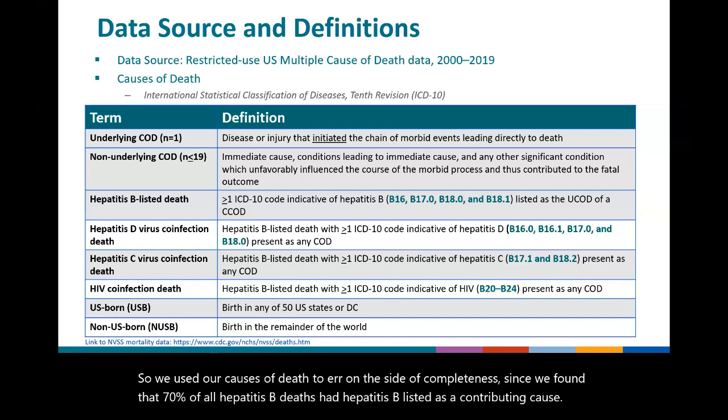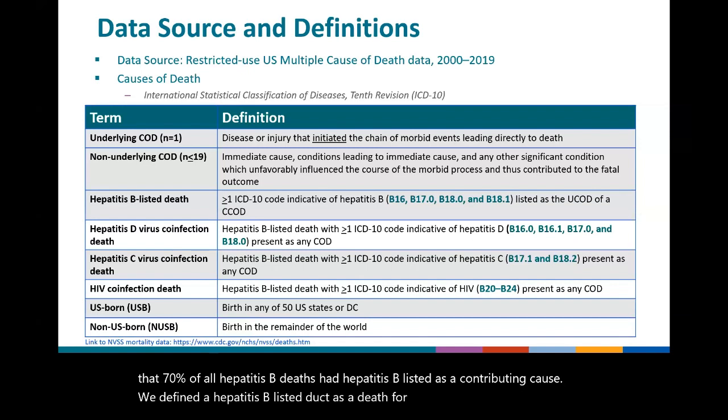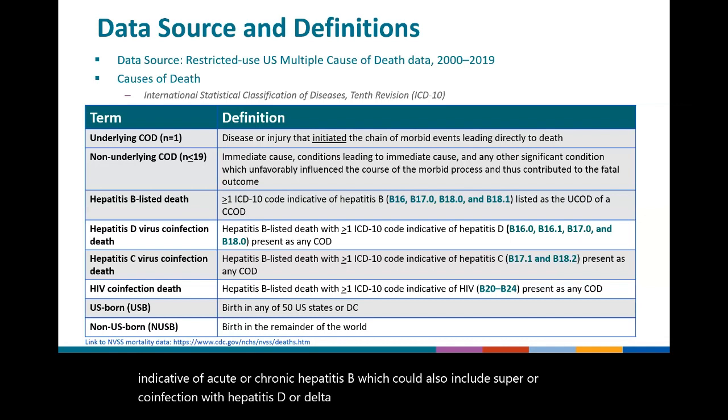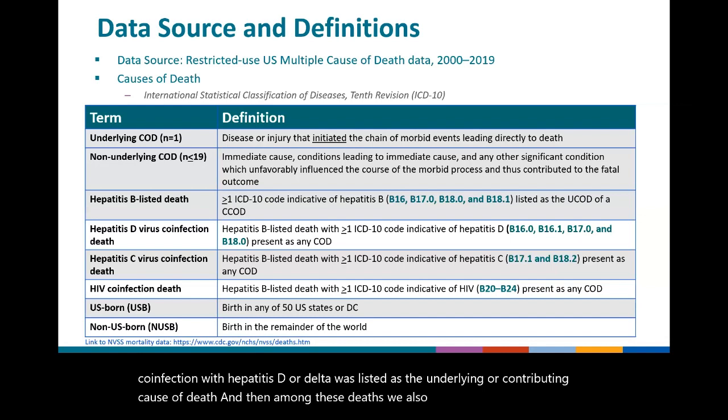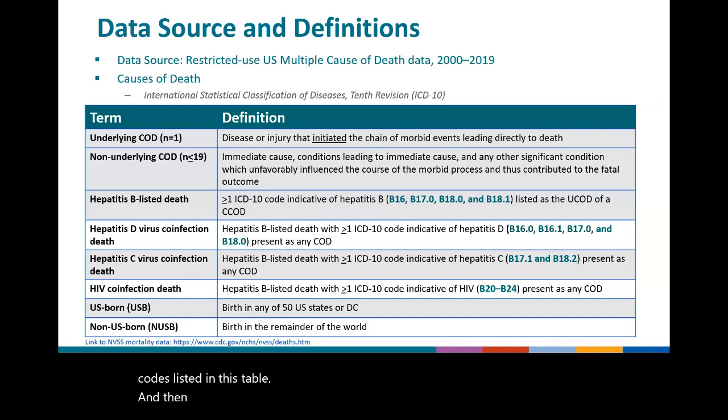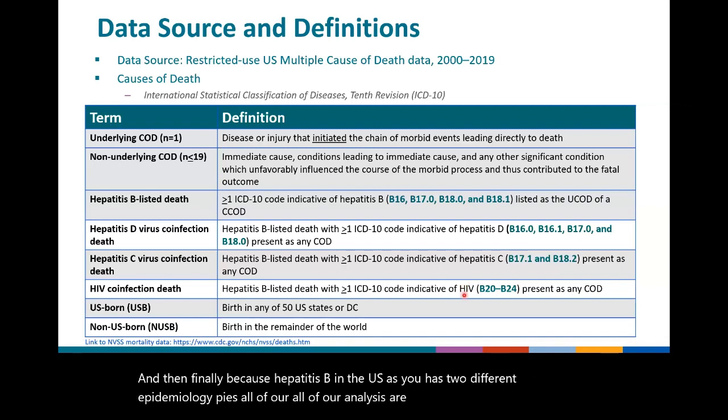We defined a hepatitis B listed death as a death for which at least one ICD-10 code indicative of acute or chronic hepatitis B, which could also include super or co-infection with hepatitis D or Delta, was listed as the underlying or contributing cause of death. And then among these deaths, we also searched for the presence of a listed infection with hepatitis D, hepatitis C, and HIV, as defined by these ICD-10 codes listed in this table. And then finally, because hepatitis B in the US, as you all know, has two different epidemiologies, all of our analyses are stratified by US birthplace status.